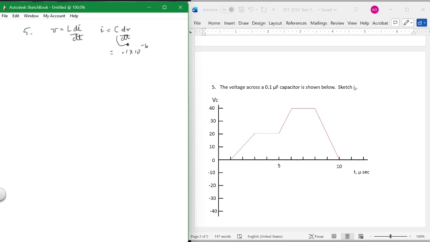Well, the change is the slope. So it is 20 volts over 2 microseconds. So what is dV over dt? It is equal to 20 over 2 times 10 to the minus 6th. The 10 to the minus 6 cancel out, so I get 10 times 0.1, or 1. So I go up from 0 to 1 amp.